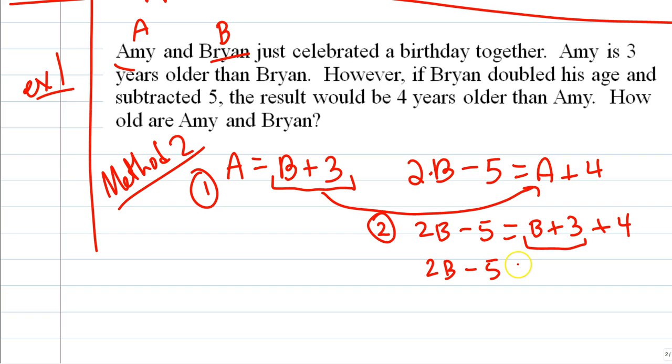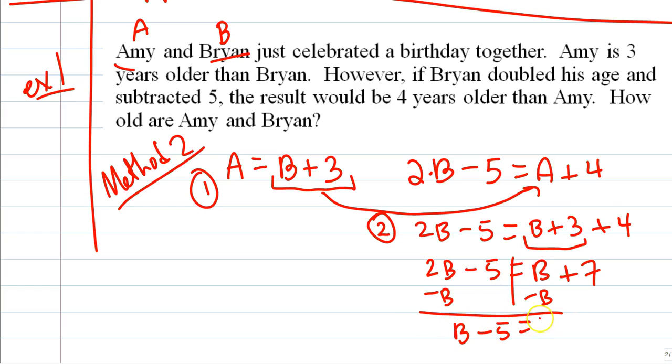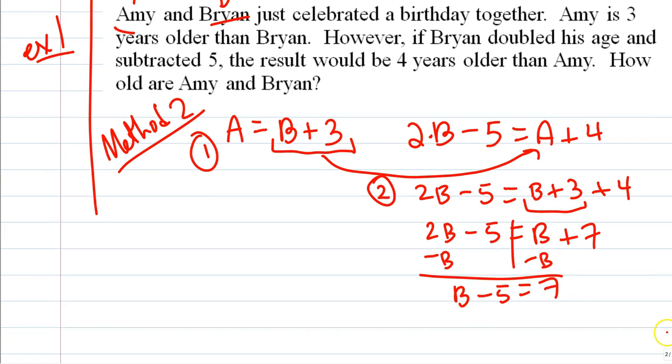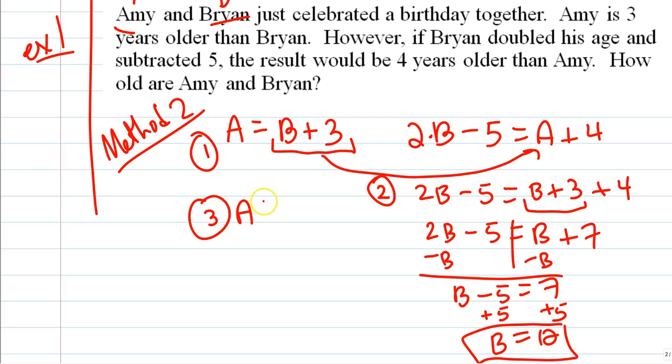2B minus 5 is equal to B plus 7. Get the variable by itself on one side, so that B minus 5 equals 7. So B must be 12. Brian must be 12 years old. How old's Amy? Well, it says that she is 3 more than Brian. So step 3, Amy is Brian's age plus 3. Amy is 15.